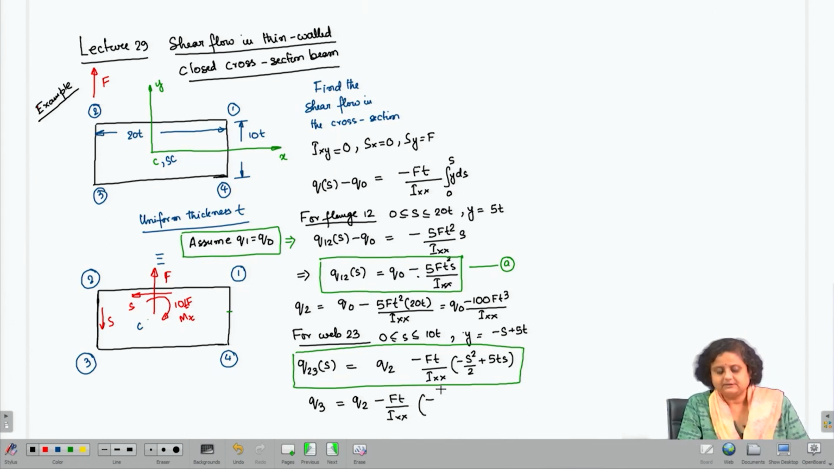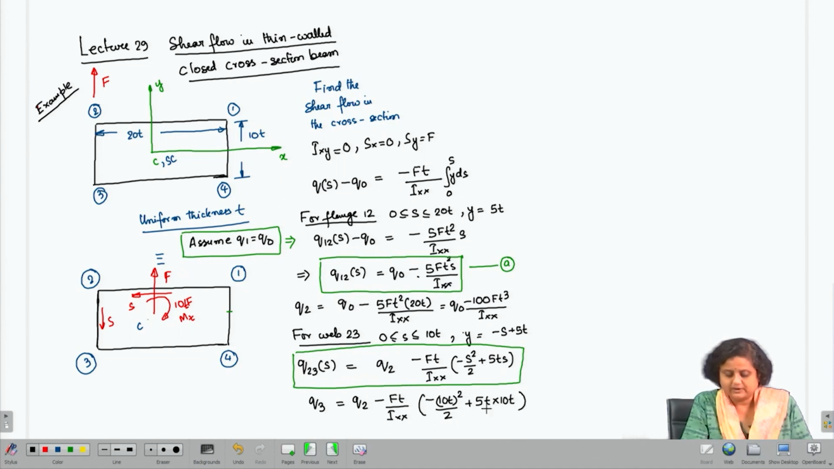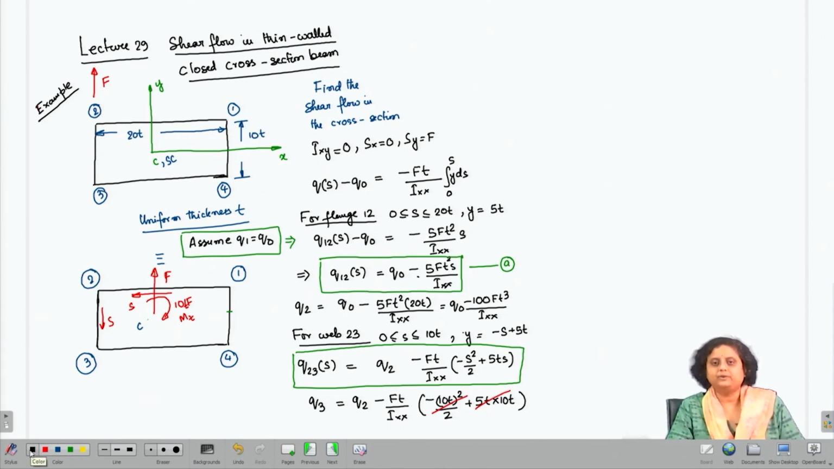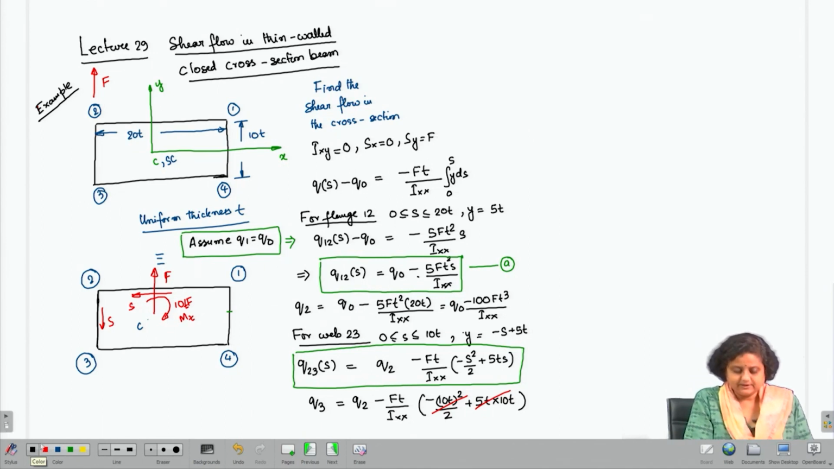minus, this is going to be 10T whole square by 2 plus 5t into 10t, which is going to cancel out. Therefore, we get Q3 to be Q2. So, therefore, let me write this. So, this is Q0, this is Q2, this is also Q2.